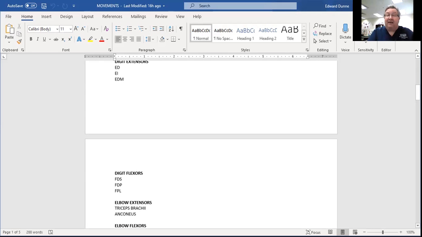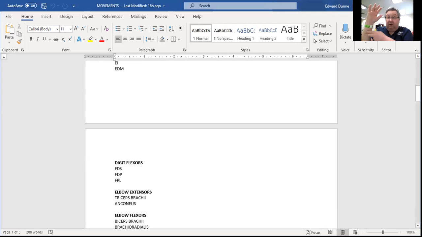The muscles that extend the finger are on the top of the hand. Extensor digitorum goes 2 through 5. Extensor indicis extends the index finger, and extensor digiti minimi extends the pinky. So extensor digitorum extends 2 through 5, those fingers. Extensor indicis, just digit number 2, the index finger, and extensor digiti minimi extends only the pinky.